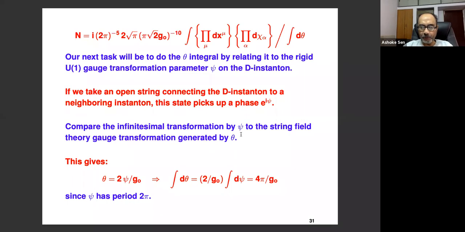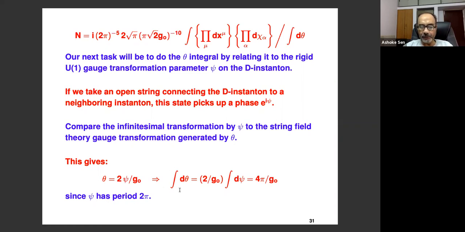So this can be done. You compare this and we find that there is a relation between theta and psi of this form. This G0 comes because from the open string field theory viewpoint, whenever you insert a vertex operator, it is multiplied by G0. That's why this G0 comes, and then this 2 is just some details of the calculation.